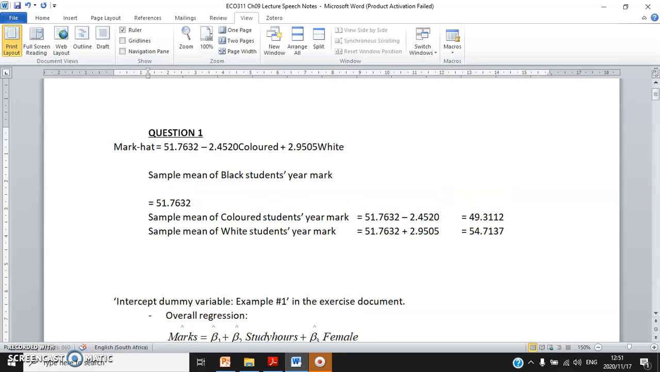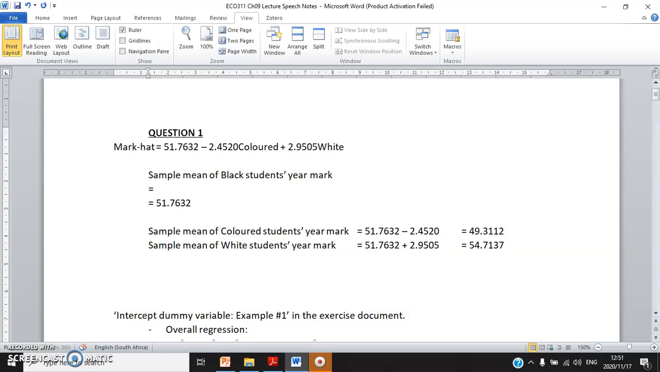So let's start with the first one. Why do I get 51.7632 for the black group? The reason is, let me use the full information from the regression. If the person is a black student, then the colored dummy will be 0, isn't it? So you will have 51.7632 minus 2.4520 times 0 plus 2.9505 times 0, because the white dummy will be 0 for someone who is black. And this is why the sample mean of Y for the black students would be 51.